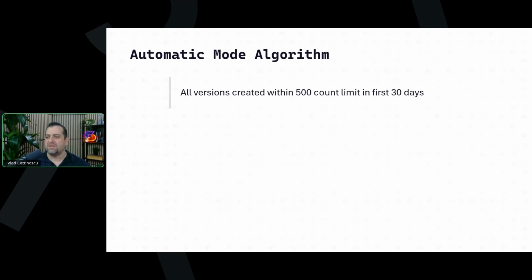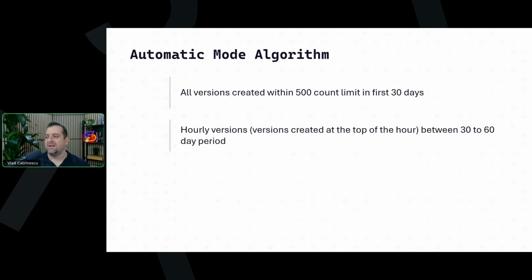So how it works is that in the first 30 days of a file, all versions created within the 500 count are kept. So as long as you have 500, all of them are kept for the first 30 days. After that, between the 30 to 60-day period, it will only keep 1 version per hour. So it won't keep every single one that you auto-saved every 5 minutes. If you're like me, you save every 5 minutes because you've had a document crash on you a while ago, and now it's a reflex. So between 30 and 60 days, we'll keep max 1 version per hour.